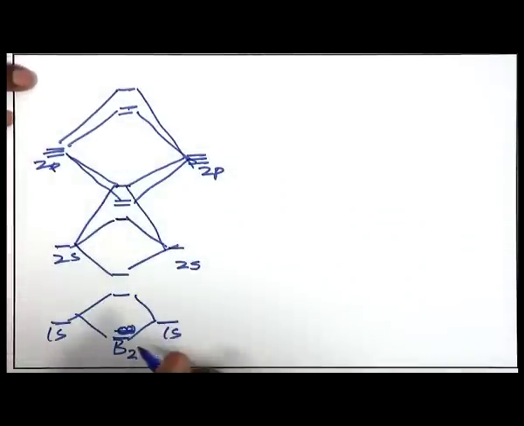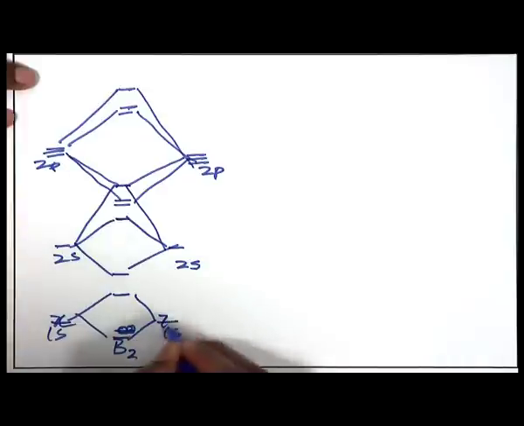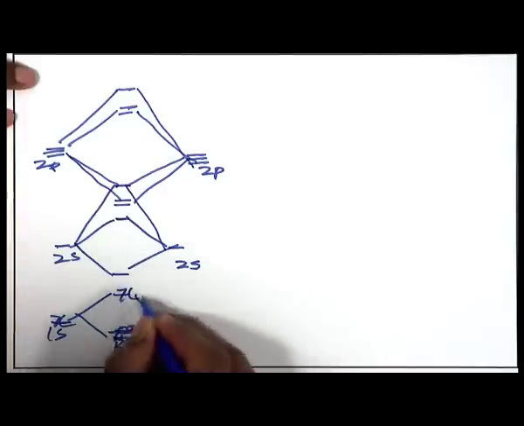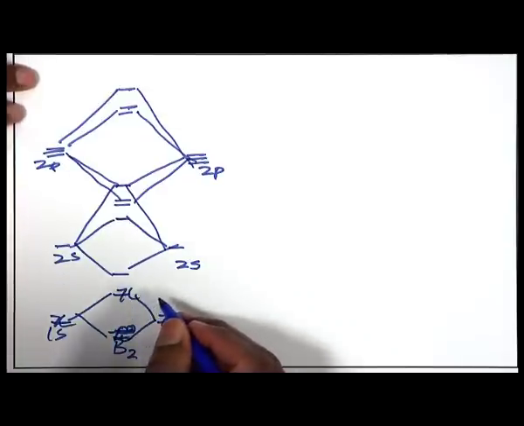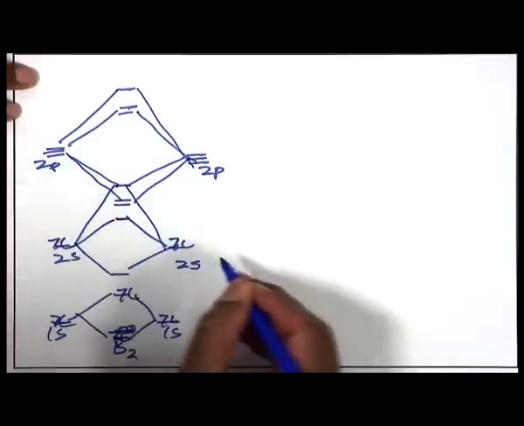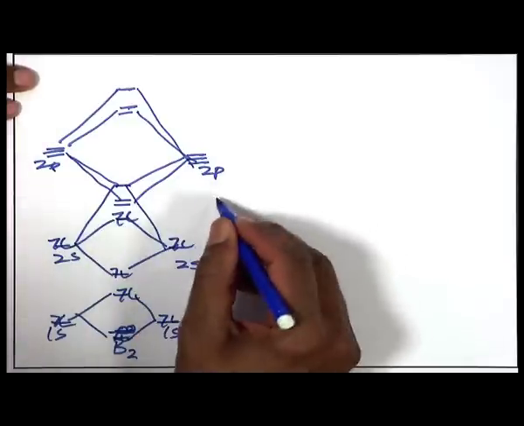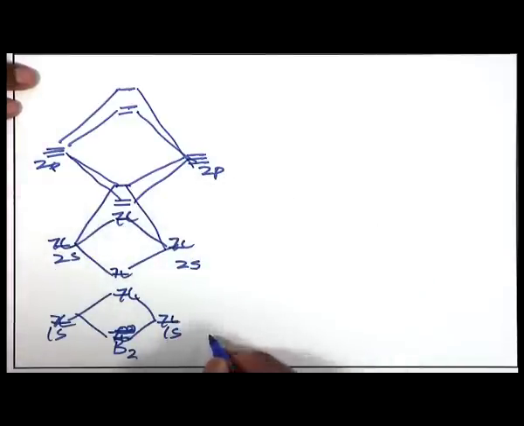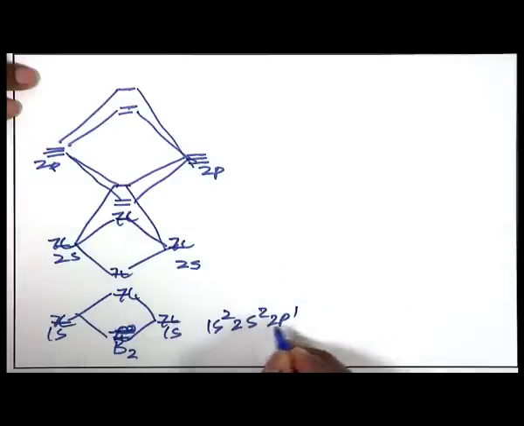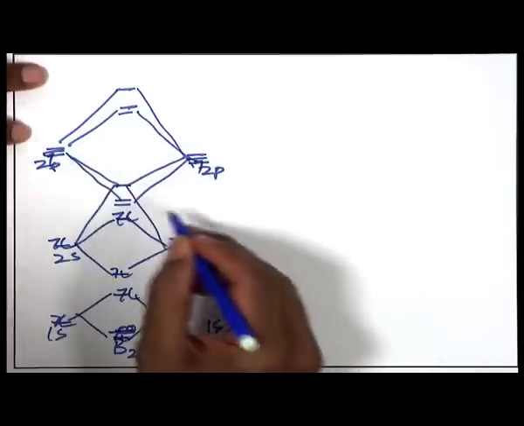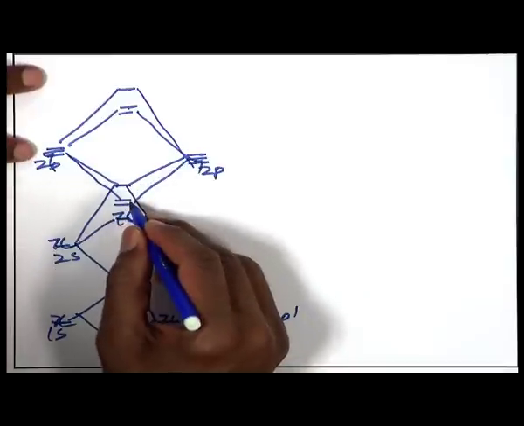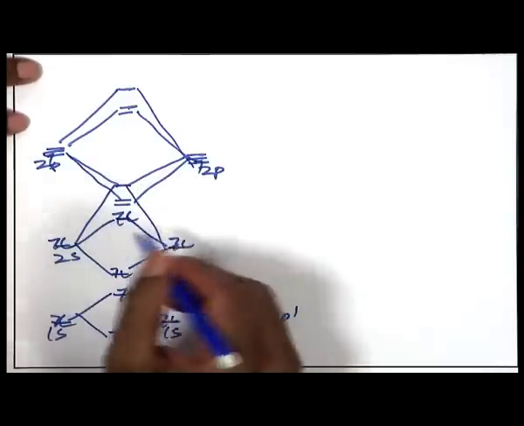For B2, the number of electrons is 10. There are 2 here and 2 here, so they cancel each other for bond order calculation purposes. Here there are 2 electrons, here there are 2 electrons, so 2 gone here and 2 gone here. The electronic configuration of boron is 1s2, 2s2, 2p1, so the total number of electrons is 10. There are 5 electrons on each boron atom, so here there is 1 and here there is 1. So 2 electrons are available and there are 2 degenerate orbitals.